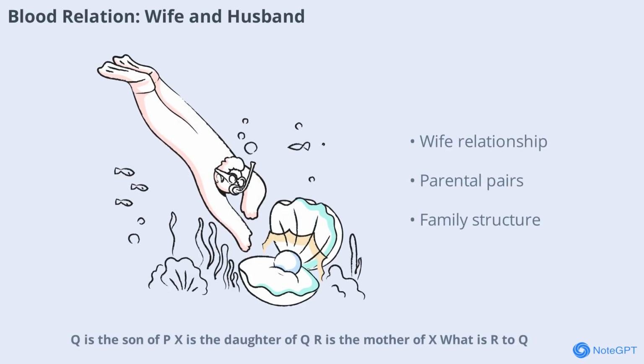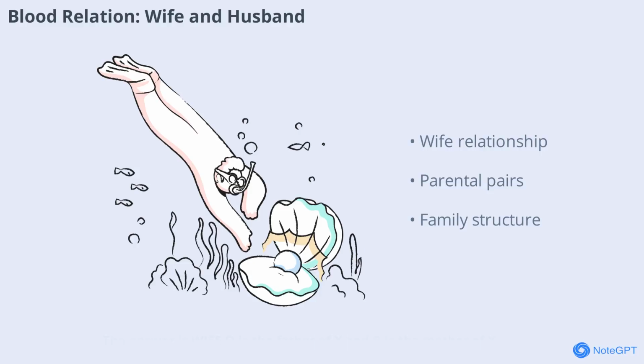Q is the son of P, X is the daughter of Q, R is the mother of X. What is R to Q? The answer is wife. Q is the father of X, and R is the mother of X, so R is Q's wife. Recognizing parental pairs is key for these questions.